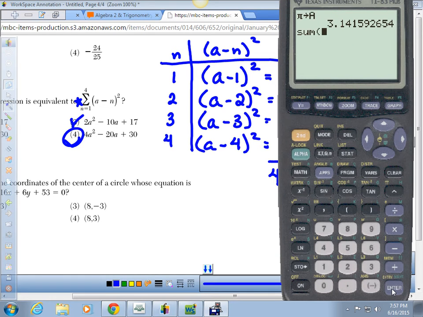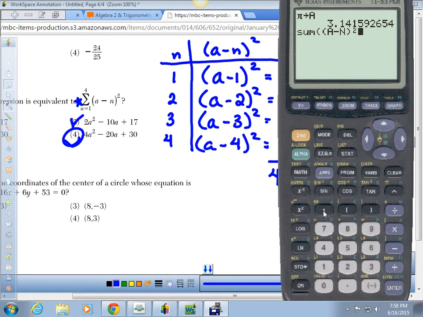Okay, well, there's 4 things I need to enter with a summation. The first thing I need to enter is what we call the summand. The summand is the variable or the expression that you're going to be plugging things into. So I'm going to type in parentheses a minus. Now, can I use n? Could I also use x, though? Yeah, it doesn't make a difference. I'm going to use n. A minus n, close it and square it.